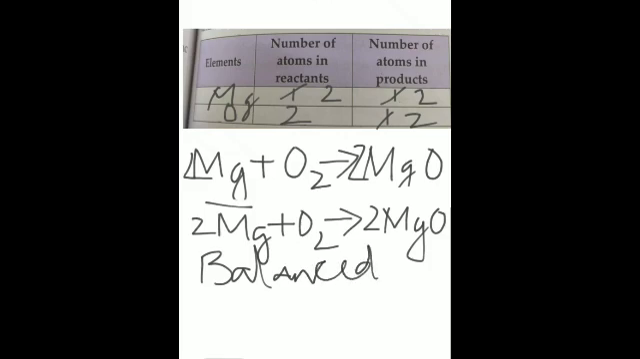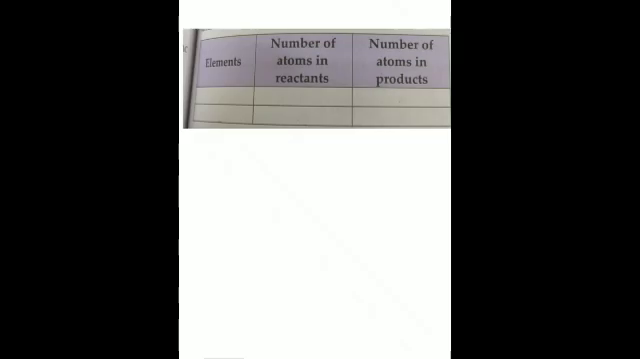Next, example 3: aluminium reacts with dilute hydrochloric acid to form aluminium chloride and hydrogen gas. So how do you write the equation? Aluminium, what is the symbol? It is Al. Is it clear? For hydrochloric acid, it is HCl.